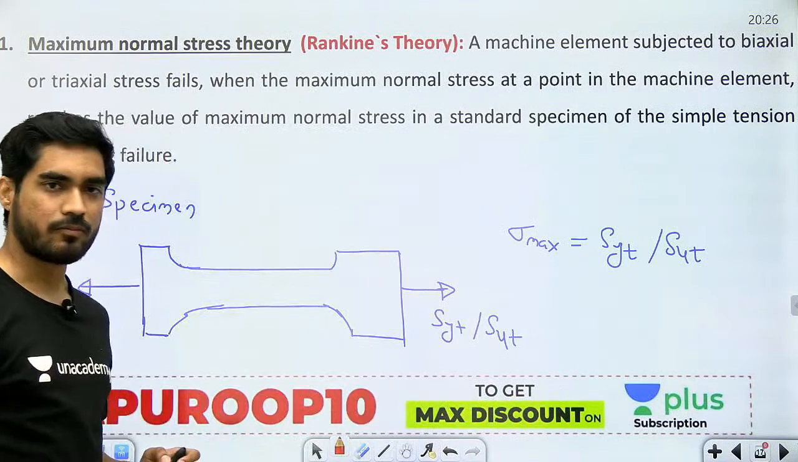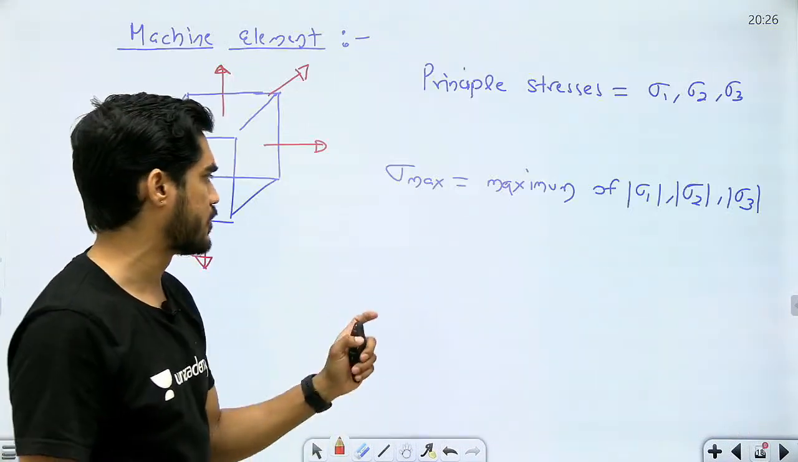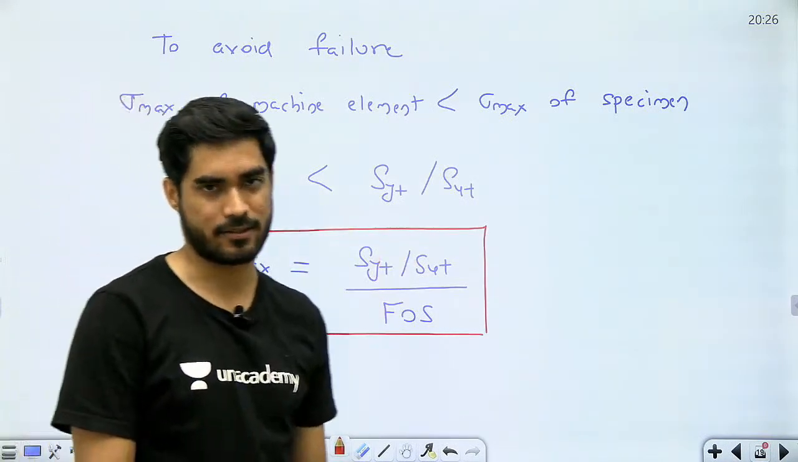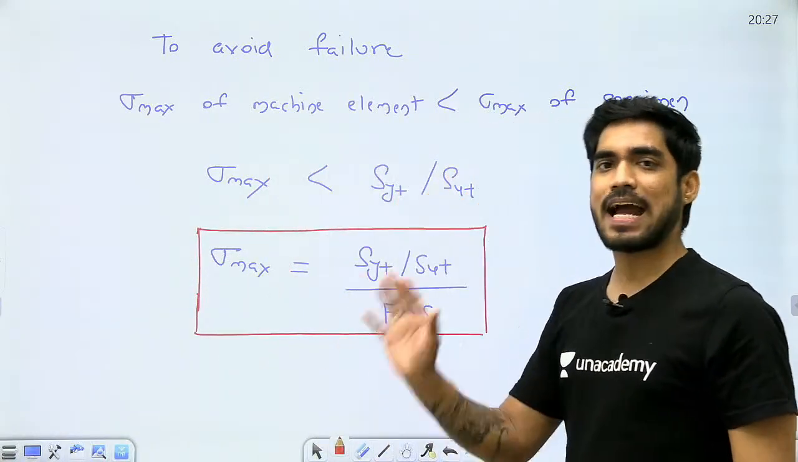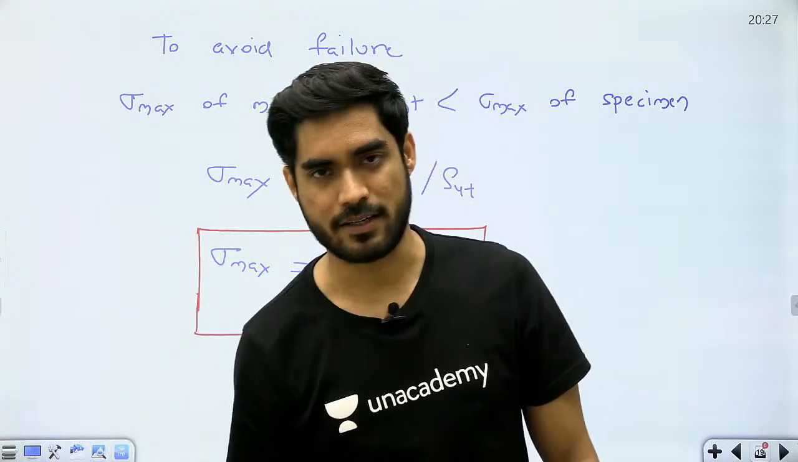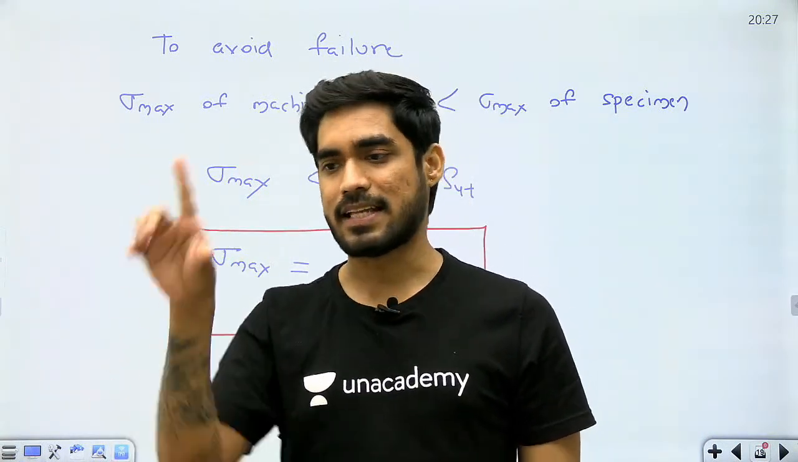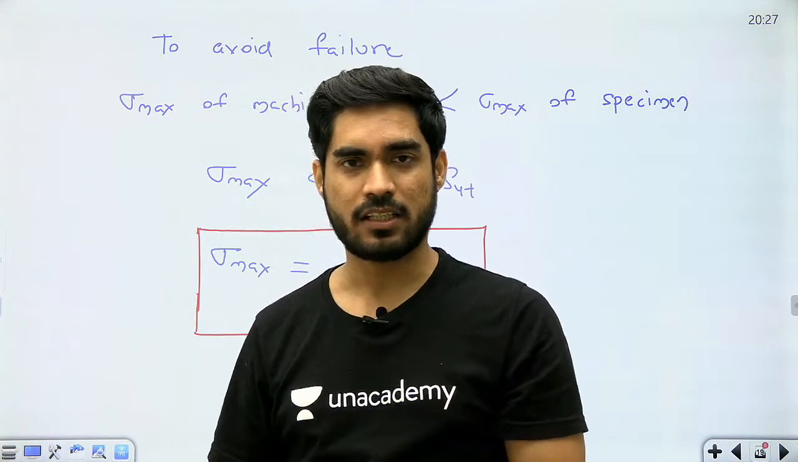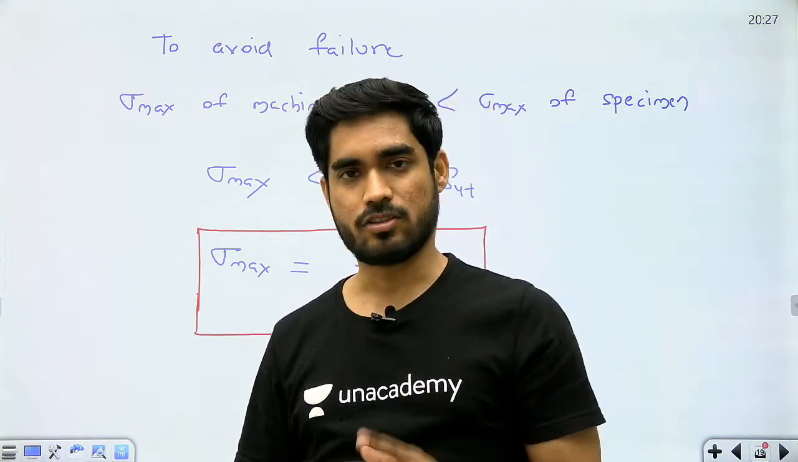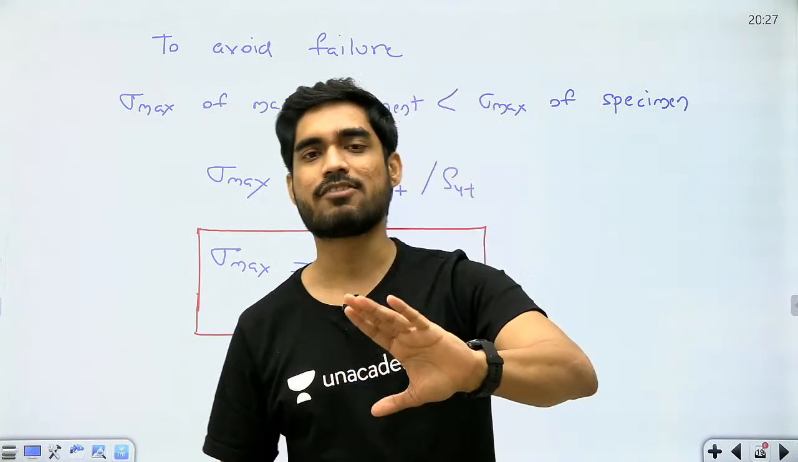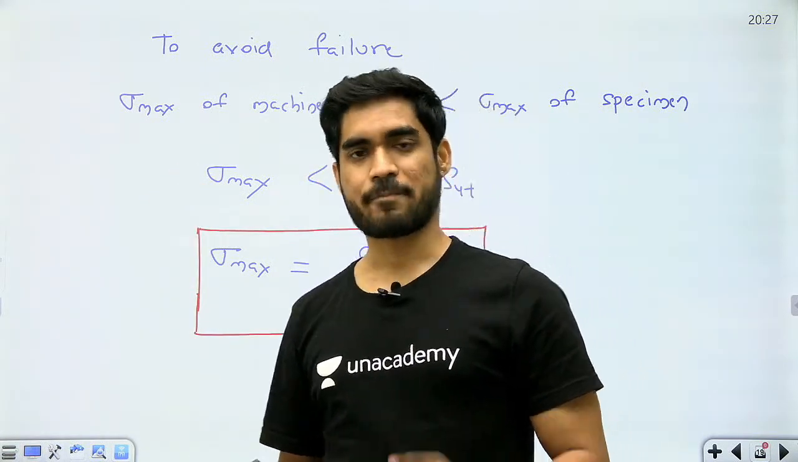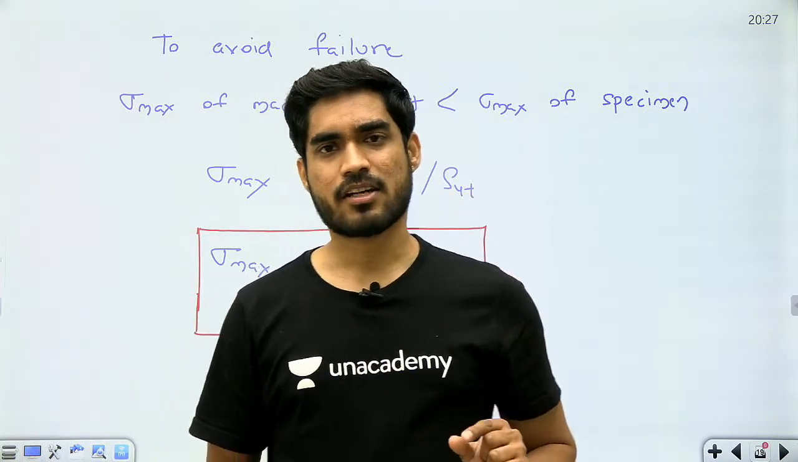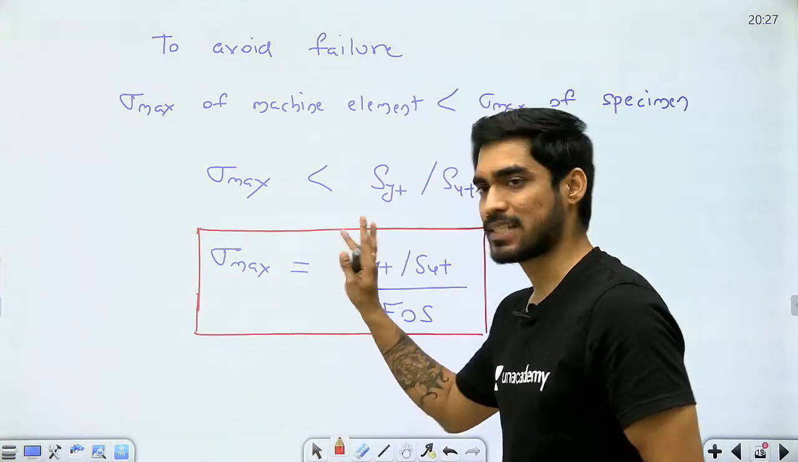Now this is the relation we are getting from maximum normal stress theory. Sigma maximum of the machine element should be equal to SYT or SUT divided by FOS. So from this relation, I can find any one dimension of the machine element. For example, if the machine element has a circular cross section, I can find the diameter. If it has a rectangular cross section, I can find either width or height, because one of the two is fixed and the other is variable. If you are designing a pressure vessel, then you can find the thickness. So in that way you can use this maximum normal stress theory.